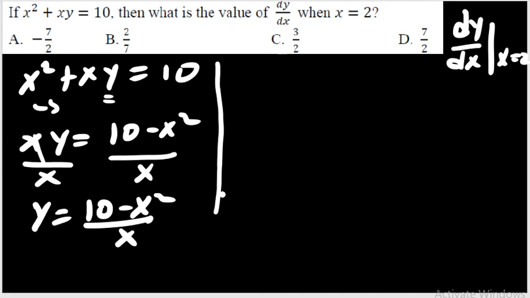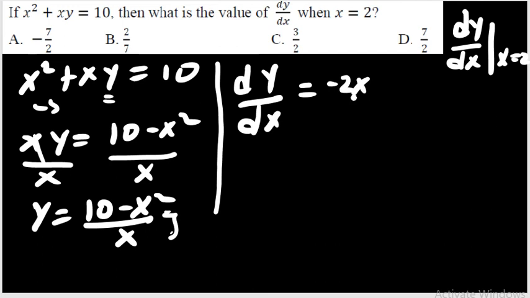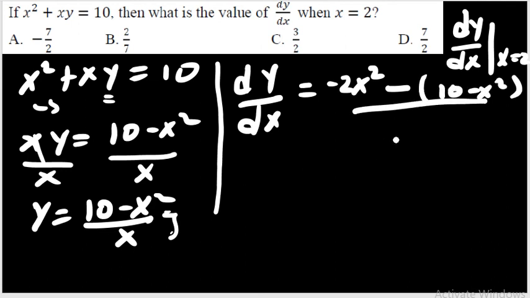So what are we looking for? dy by dx. We are going to derive both sides with respect to x. So this one is a quotient function, so I have to apply the quotient rule. The upper derivative will be negative 2x times the denominator, which is x. When you multiply, it will be negative 2x squared, minus the lower derivative, which is 1, times the upper one, which is 10 minus x squared. The whole over the denominator squared. The denominator is x. When you square it, it will be x squared.